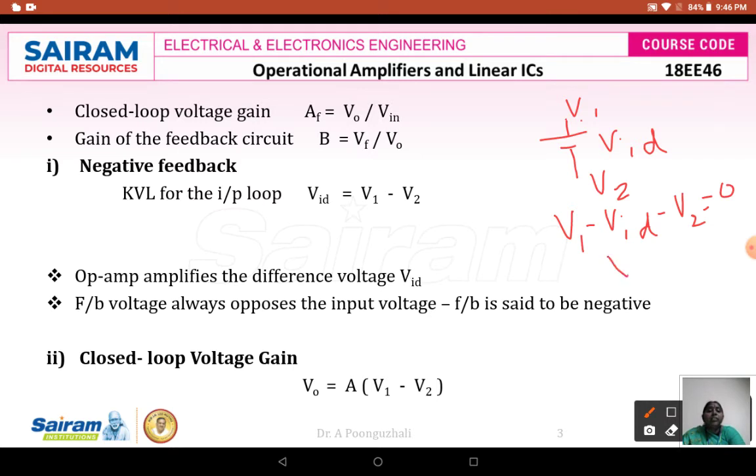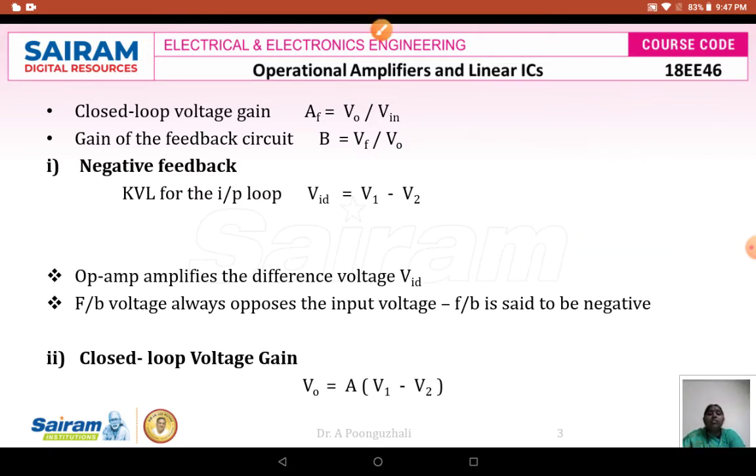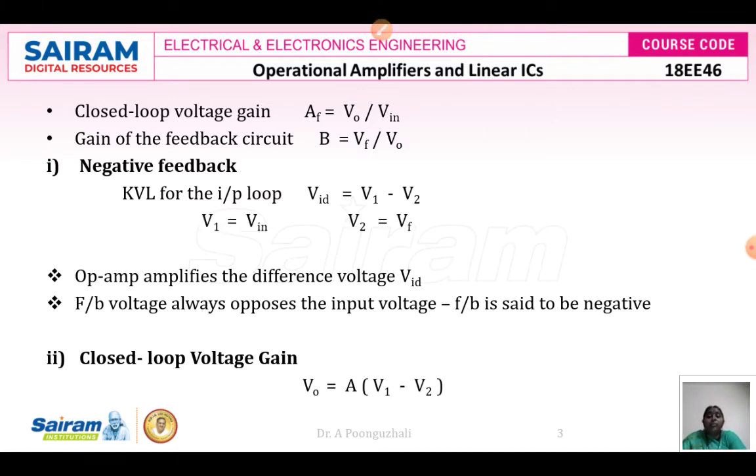So what is VID? VID is equivalent to V1 minus V2. So that is what has been written here. So VID is equivalent to V1 minus V2. Next, we want to find out what is V1. Actually, what was your V1? V1 is nothing but your input voltage there, and V2 is nothing but your feedback voltage VF.